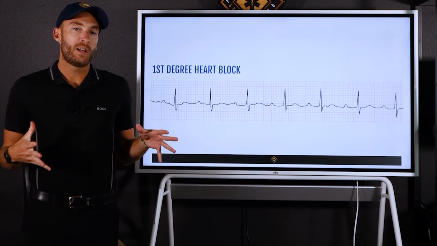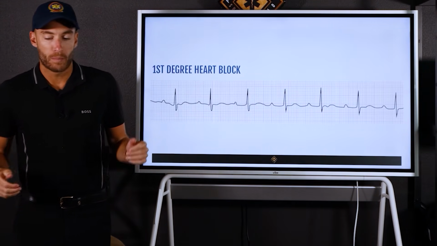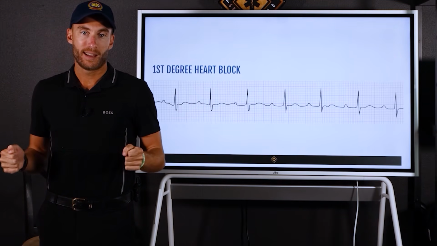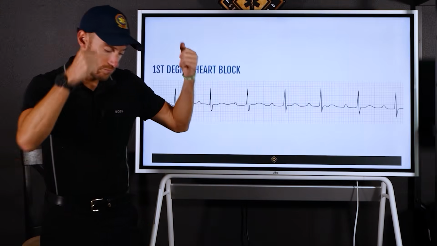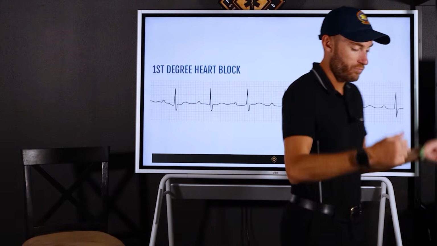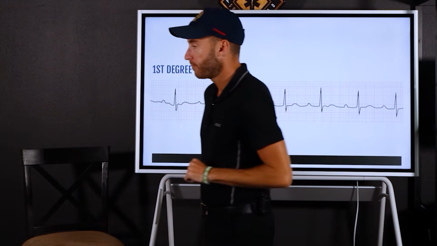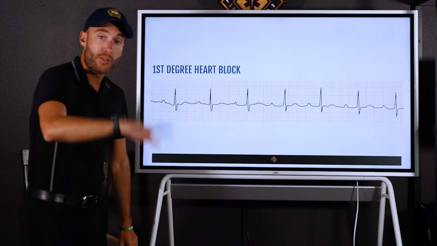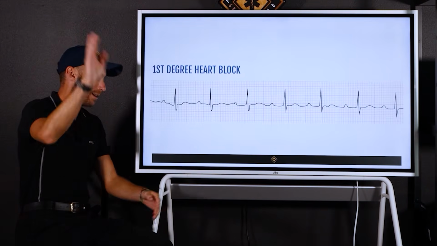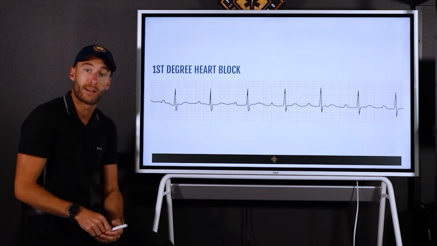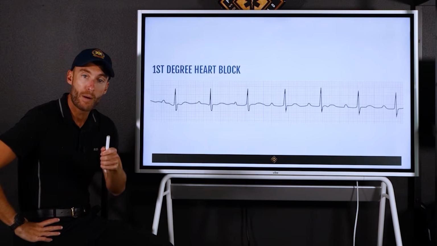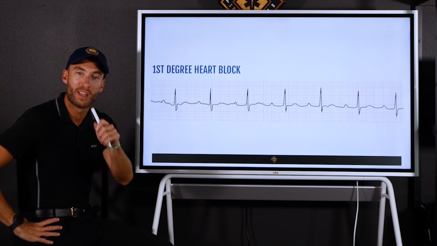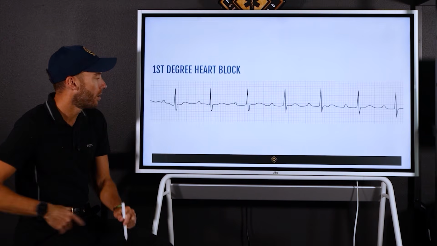In second degree type 2, the PRI is constant. The PRI is constant. And then it drops the beat. It just drops the beat. Okay, I'm going to show you. In third degree heart block, nothing makes sense. Nothing makes sense. If you remember that little performance I put on for you, you'll never ever forget heart blocks.